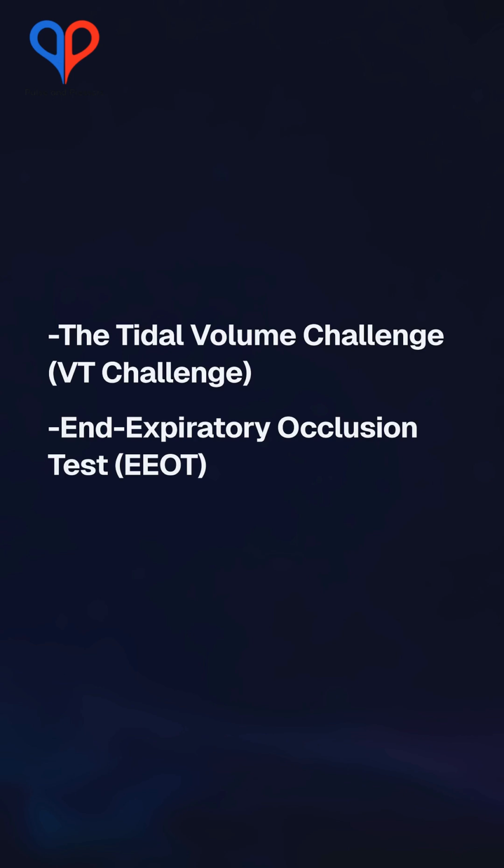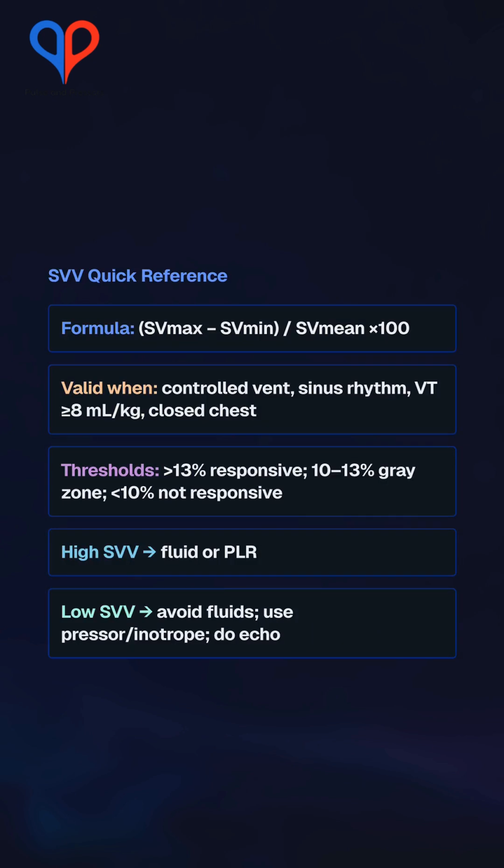End expiratory occlusion is a maneuver performed on a mechanically ventilated patient to predict fluid responsiveness. It briefly pauses ventilation at the end of expiration for about 15 seconds, preventing the inspiratory drop in venous return and acting as a temporary, reversible internal fluid bolus. If the patient's cardiac output or pulse pressure increases by more than 15% during the maneuver, they are considered fluid responsive and will likely benefit from a fluid bolus.